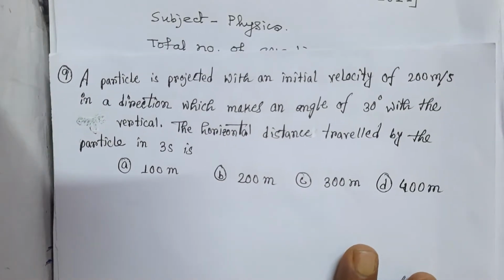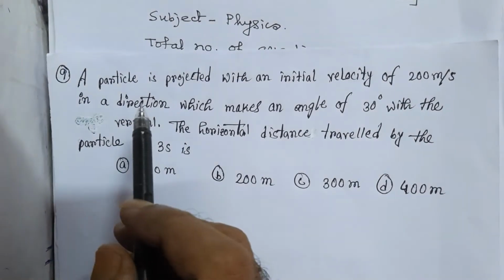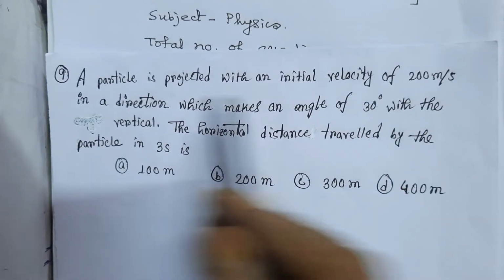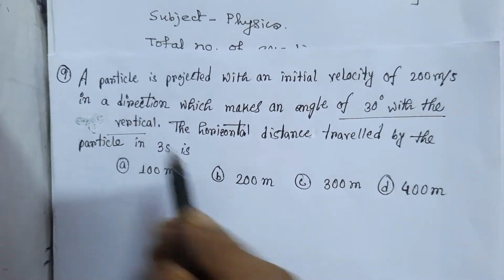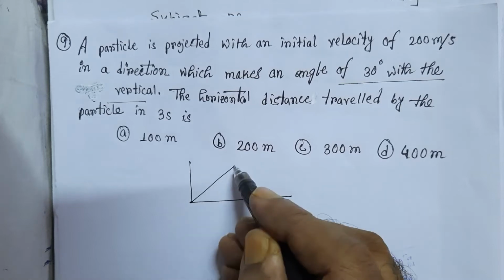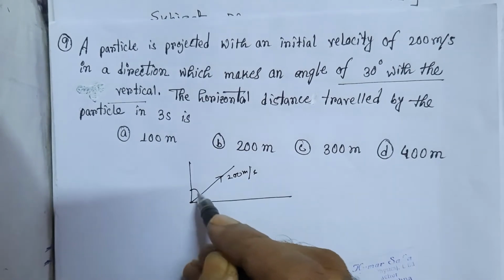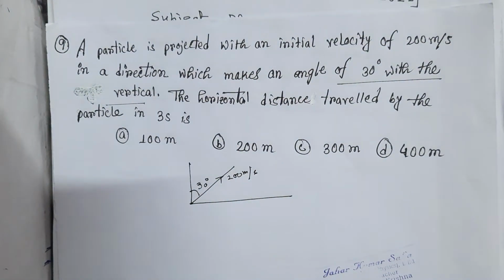In question number 9, we see that a particle is projected with an initial velocity 200 meter per second in a direction which makes an angle 30 degree with the vertical. A particle is projected with velocity 200 meter per second at an angle 30 degree with the vertical. The horizontal distance traveled by the particle in 3 seconds.